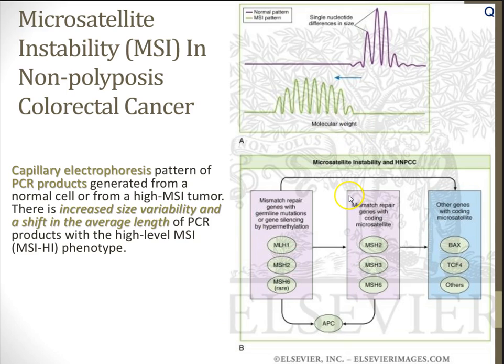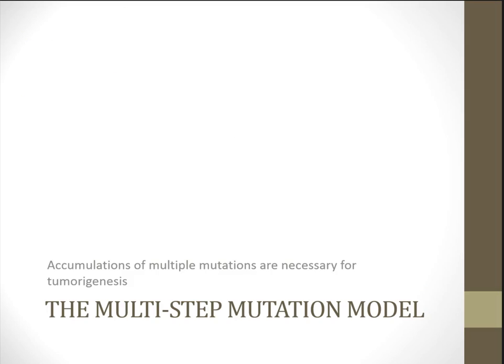The genes that are usually responsible for microsatellite maintenance are MLH and MSH genes. Oftentimes, we'll see mutations in these genes in colorectal cancer. Now let's discuss the multi-step mutation model.